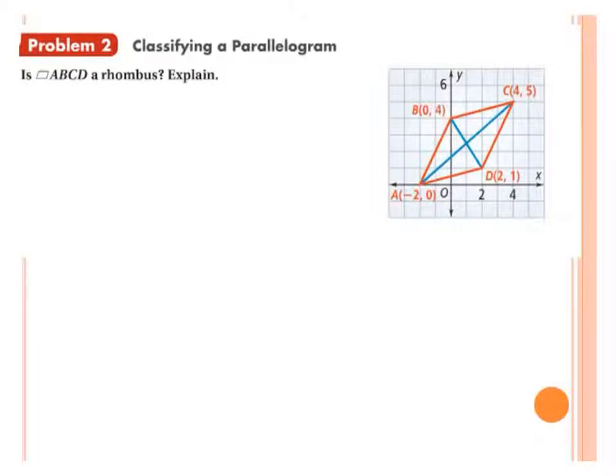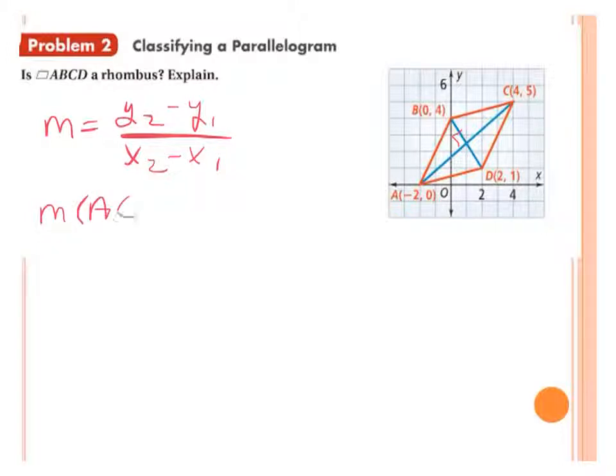Okay, problem number 2. It says that the parallelogram ABCD is a rhombus. Explain why. One of the things, if you remember, is that a rhombus's diagonals are perpendicular, so all we have to do is find the slope. The slope formula is the difference in our y's over the difference in our x's. So we'll find the slope of AC first.